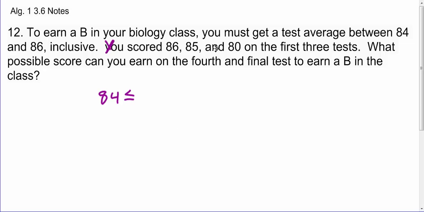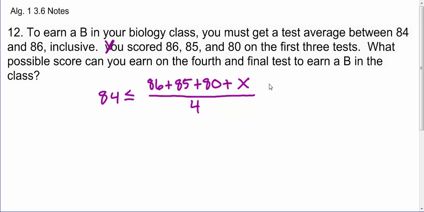Now we have to think about how we do average. Average is you add them together, so 86 plus 85 plus 80 plus x, this is our unknown test, the test we haven't taken yet. So we've got 4 tests here. So we have to divide by 4 because it is in fact an average we're looking for, and we know then it has to be less than or equal to 86.